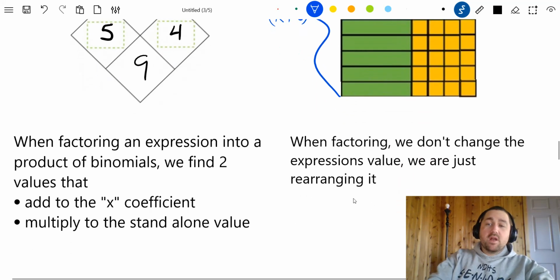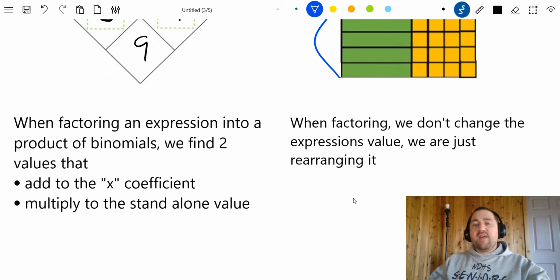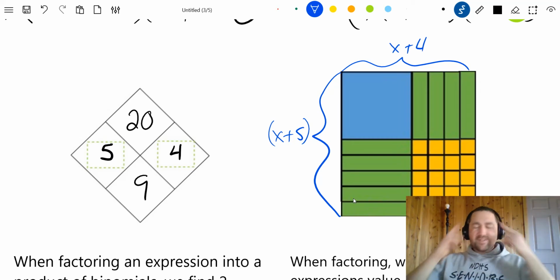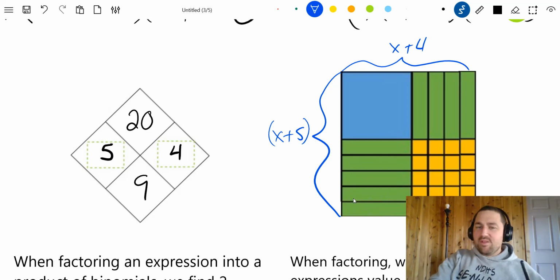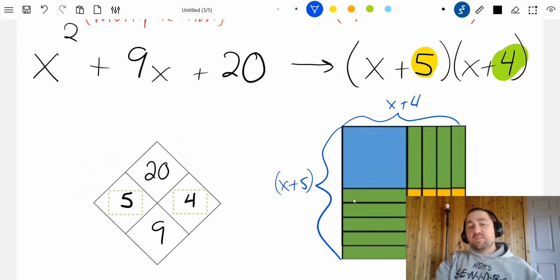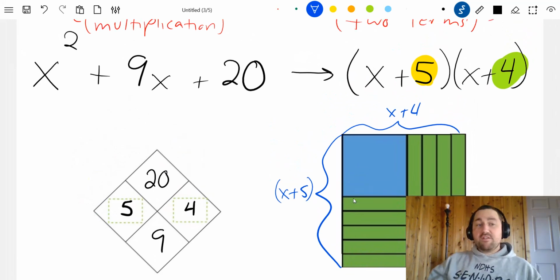And when we're factoring, we don't change the expression's value. We're just rearranging it. And that's part of the reason that we spent a while on algebra tiles, to see what we're doing when we factor. Because if it just looks like we're moving around letters and numbers, that's not really doing math, okay? So we spent this time with algebra tiles, we spent this time with diamond puzzles, building up to a place where we can actually start factoring things like x squared plus 9x plus 20 into these two different binomial terms.